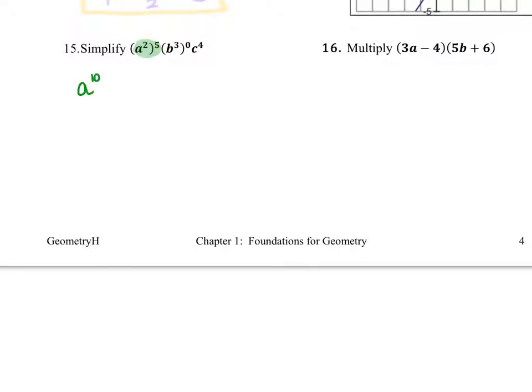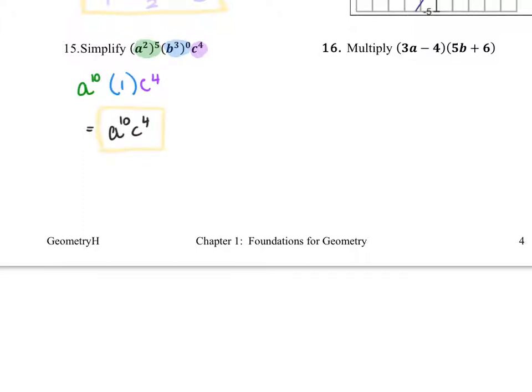To that, we're going to multiply whatever the result of b cubed to the 0 power is. And if you remember, anything raised to the 0 power is going to end up being 1. Last of all, we have c to the 4th, and nothing magical or curious is being done to that, so that's going to stay as c to the 4th. When we write our final answer, we don't need to include that 1, so we can rewrite this as a to the 10th times c to the 4th, and that can be our final answer for this question.